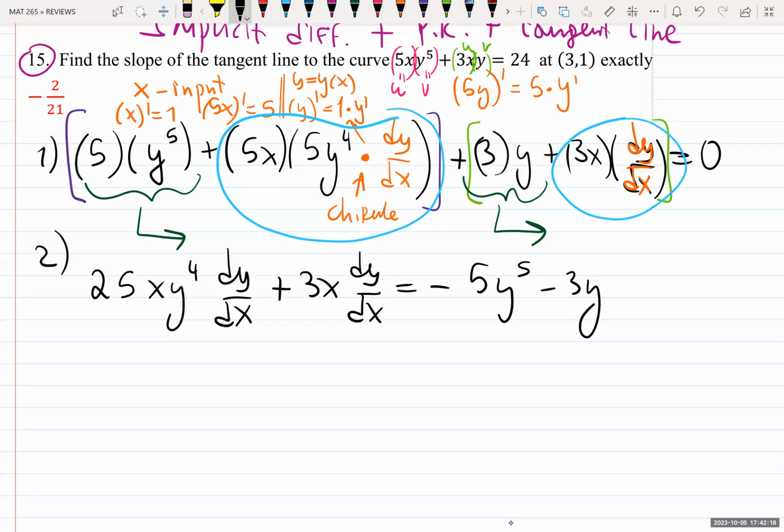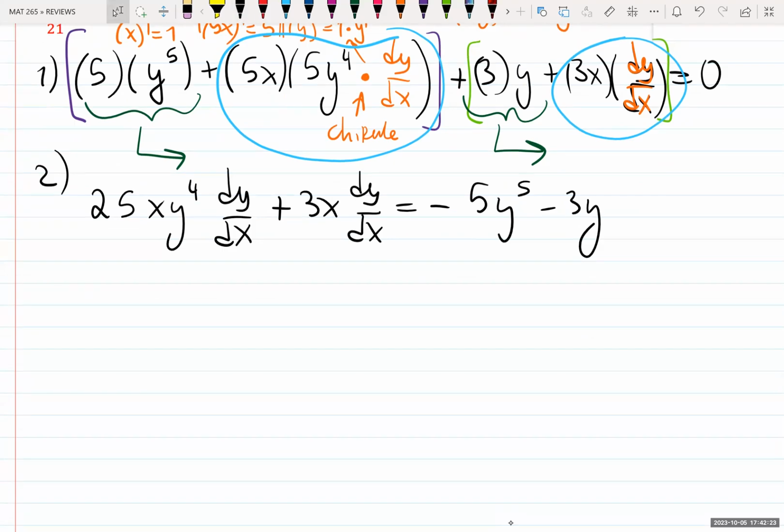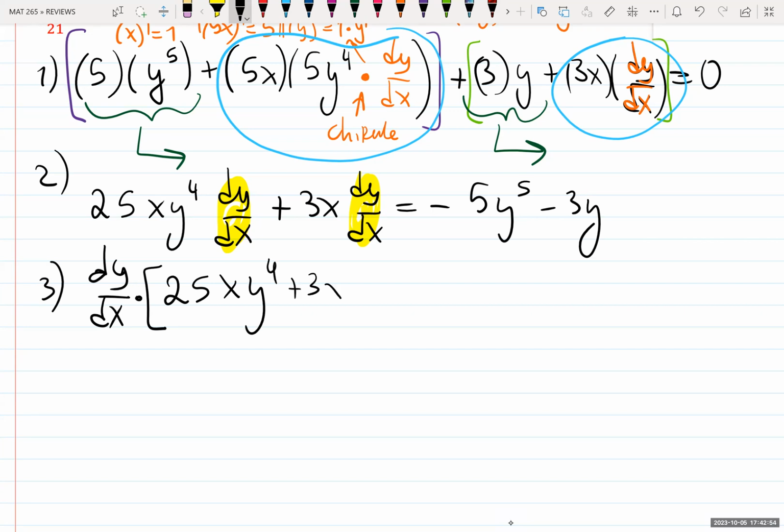Let me see if you have questions on this. Now you can actually start writing down the answer if you visually can see it. But I like to explain it with more steps. Step 3, factor out whatever you're trying to find. The whole goal is to have dy divided by dx equals blah, blah, blah. But to have that, you need to have the right-hand side over the factored part. So I'm going to put in brackets the part I'm going to factor, which is 25xy to the 4 plus 3x.